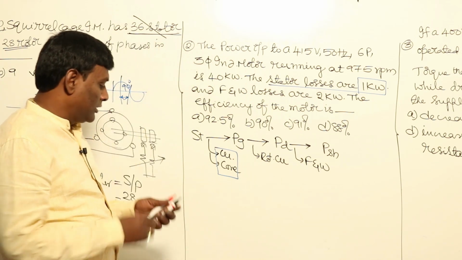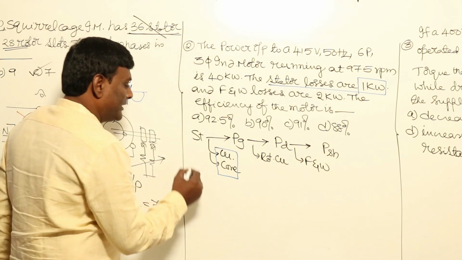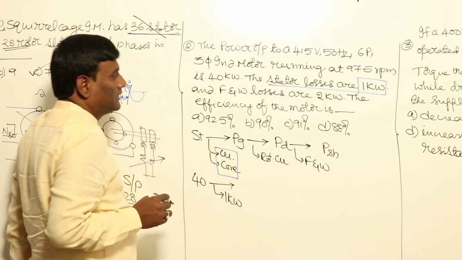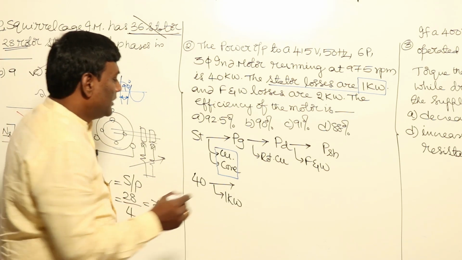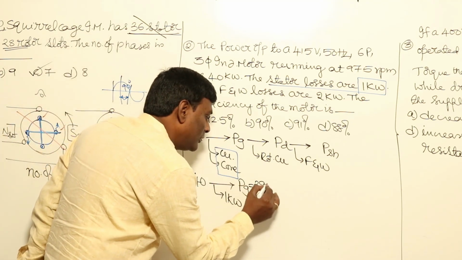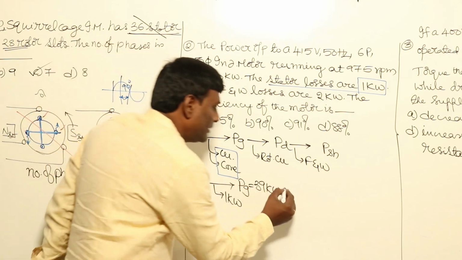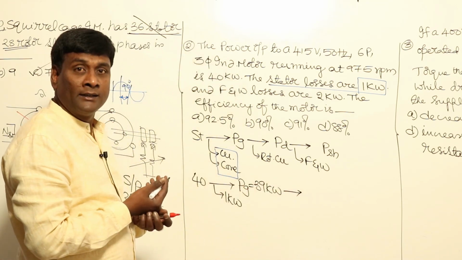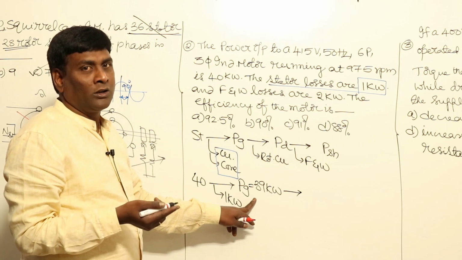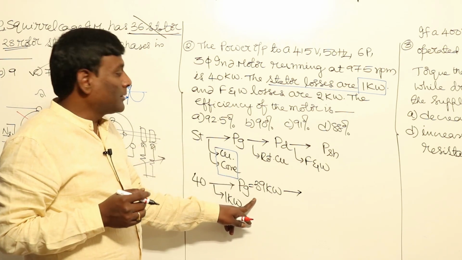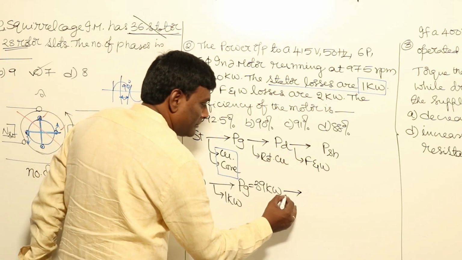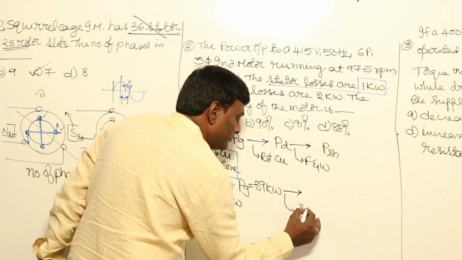Now let us find the efficiency of the motor. What is the stator input? Stator input is 40 kilowatt. From this we have to deduct 1 kilowatt, and what remains is the air gap power. So air gap power is 40 minus 1, which is 39 kilowatt. From 39 kilowatt, rotor copper losses have to be deducted. If I take this as PG, S times PG is the rotor copper loss, and (1 minus S) times PG is the rotor power output, the mechanical power developed.